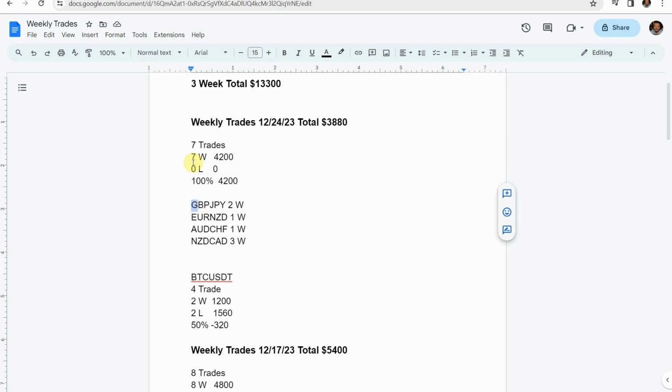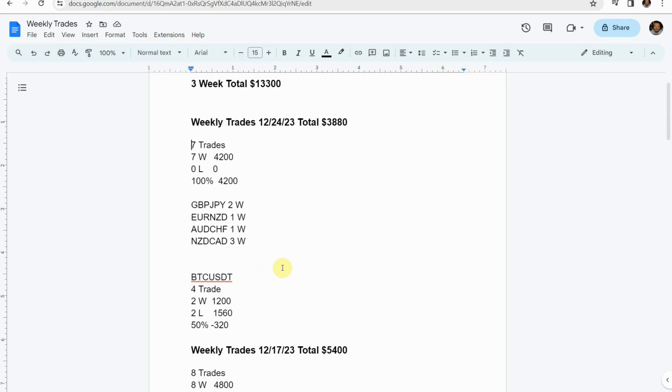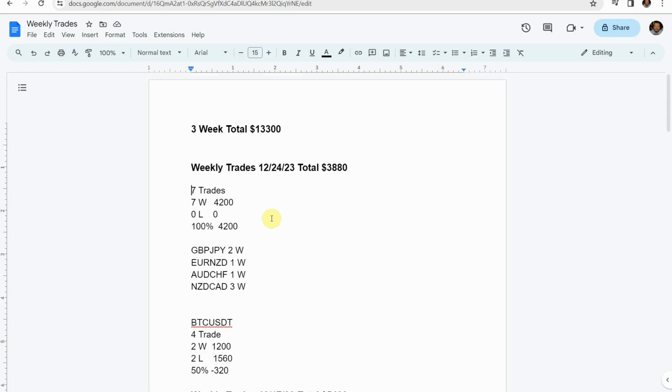The Forex pairs had 7 trades, 7 winning trades with a 100% win rate, a total gain of $4,200. On the crypto coin, we had 4 trades, 2 winning, 2 losing, a 50% win rate. We would have lost $320. And so even with that loss there, we would have still gained $3,880 on the week. 3 weeks in a row, we'd have been profitable, putting us at $13,300 altogether.